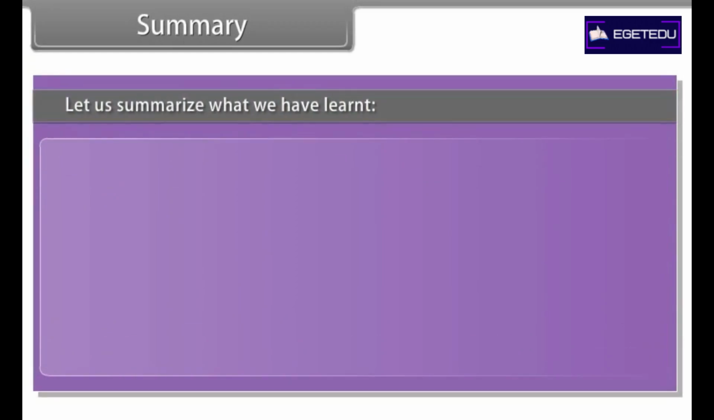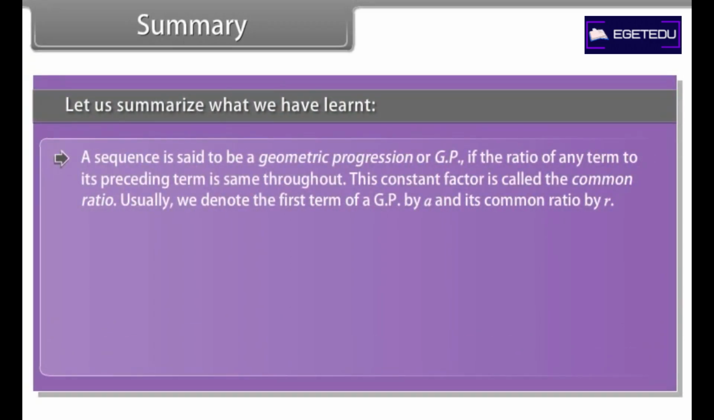Summary. Let us summarize what we have learnt. A sequence is said to be a geometric progression or GP if the ratio of any term to its preceding term is same throughout. This constant factor is called the common ratio. Usually we denote the first term of a GP by A and its common ratio by R.